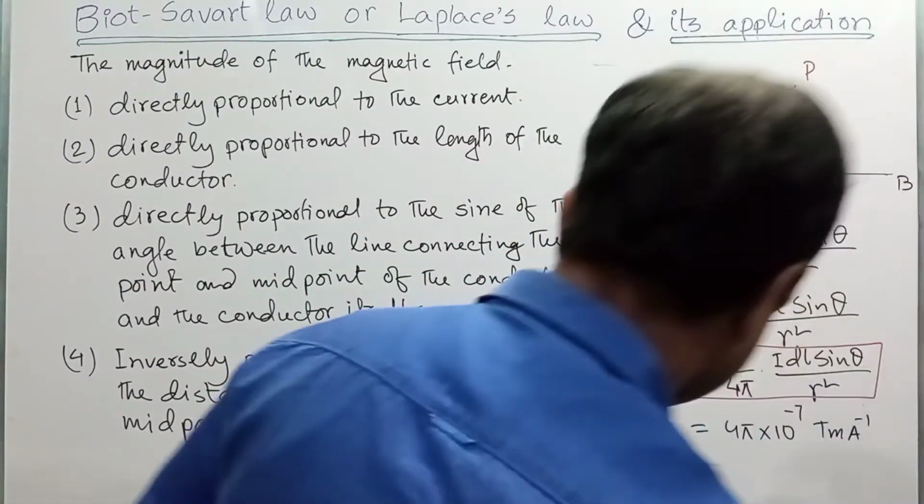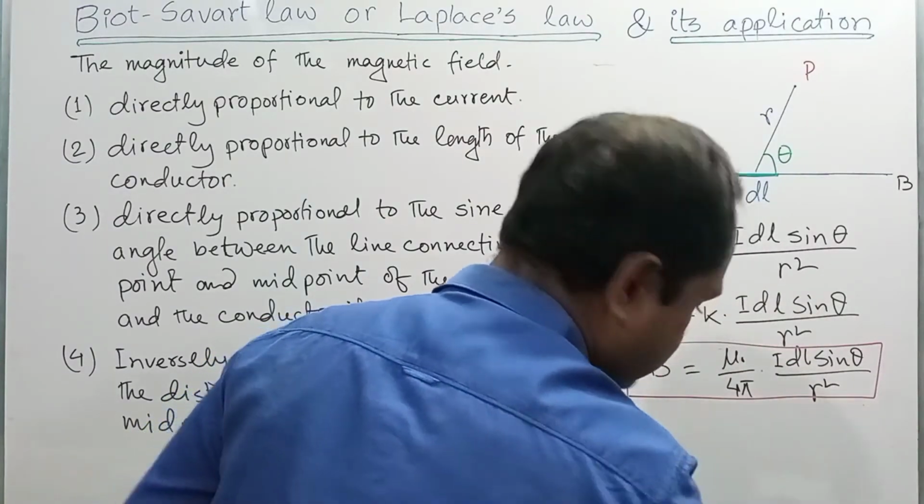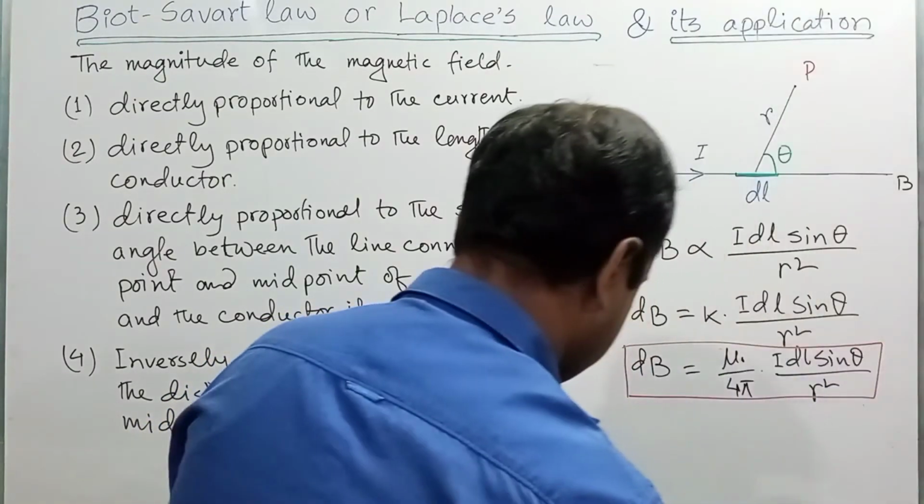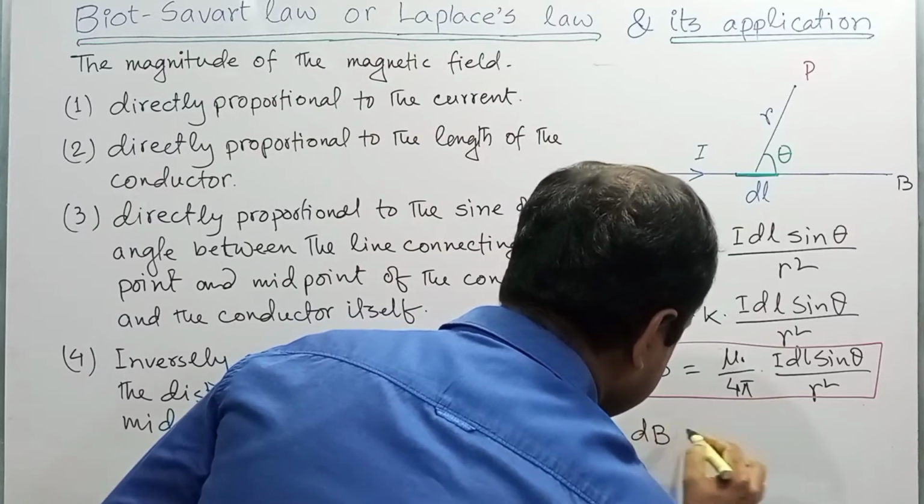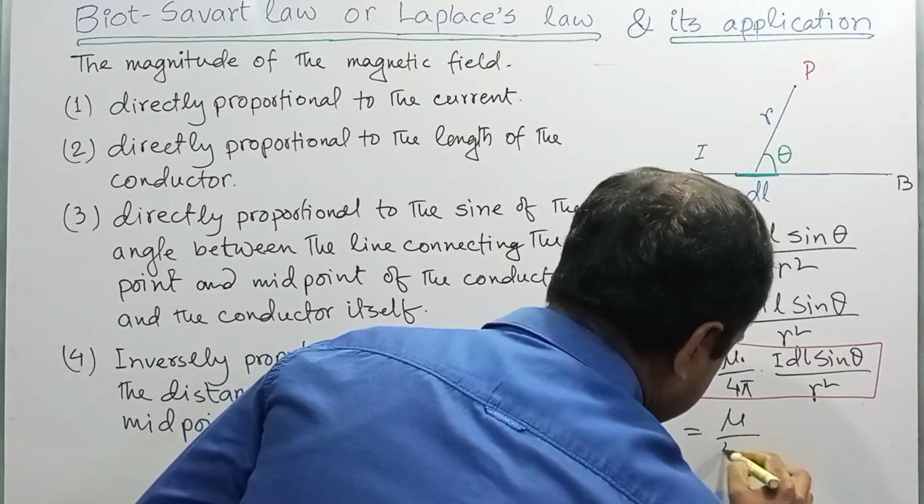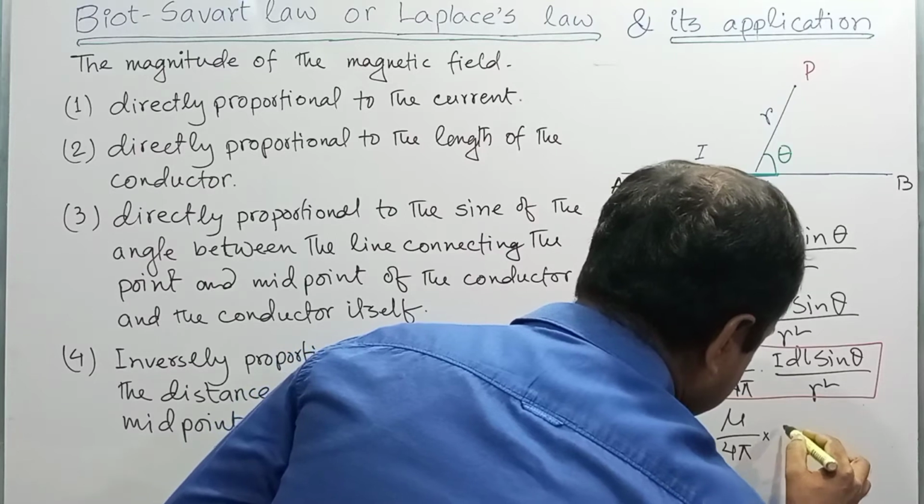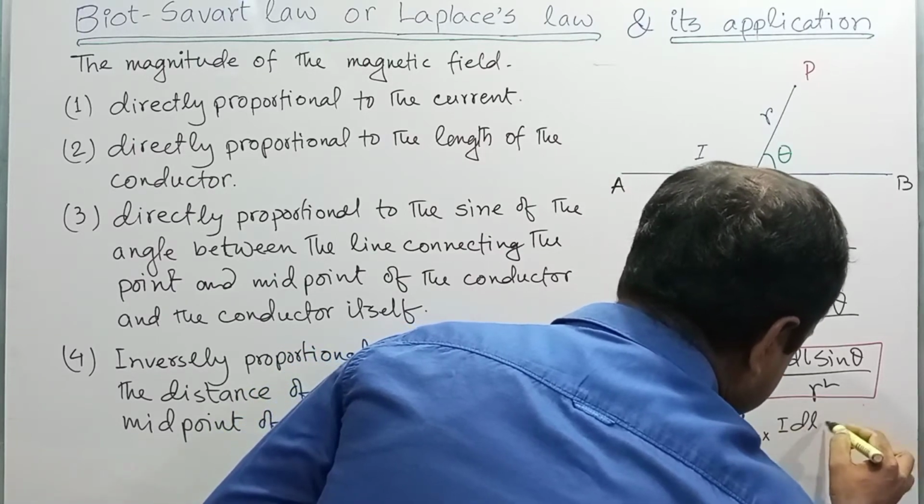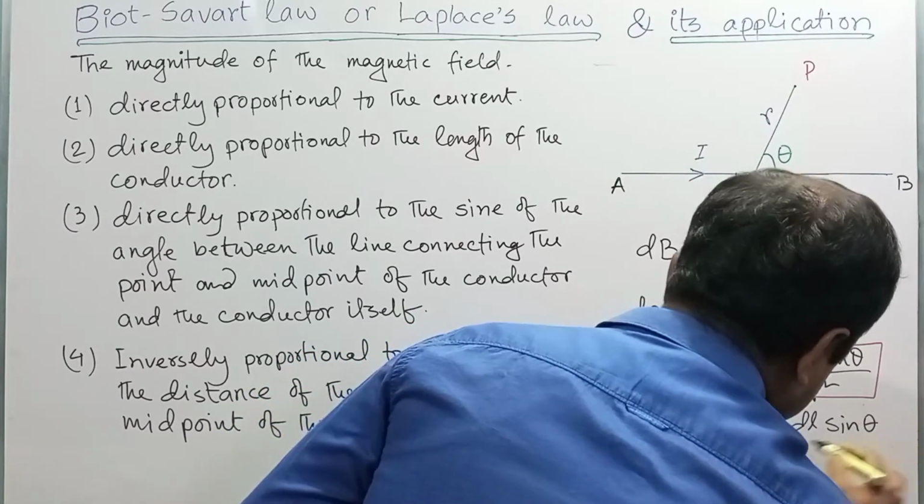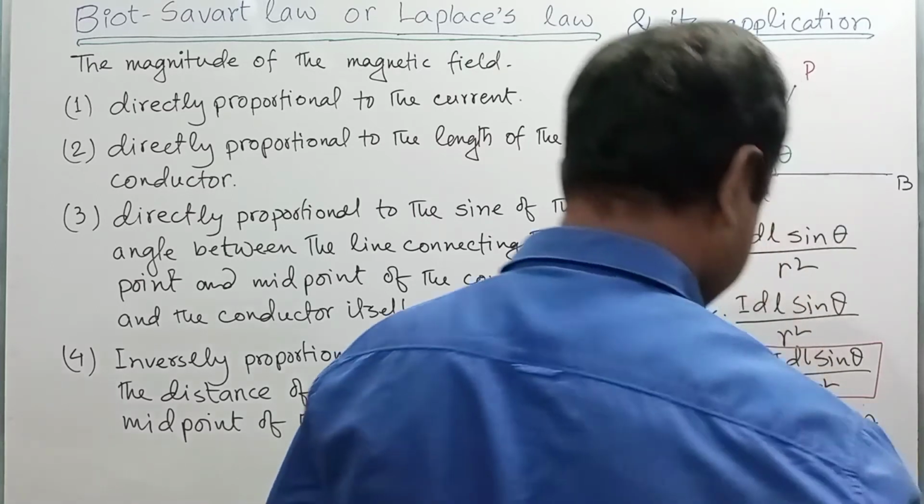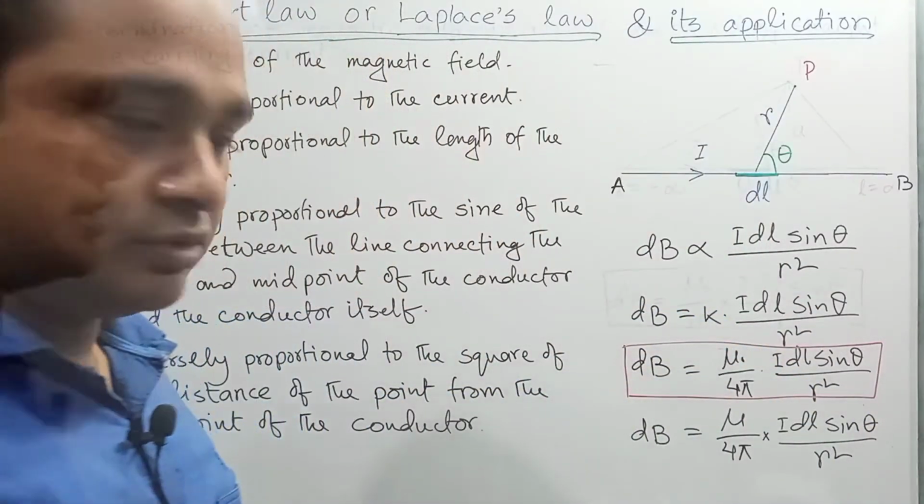If the medium is not air, then we can write the expression as dB is equal to mu divided by 4 pi into I dl sine theta divided by r square. Okay, I hope you got it.